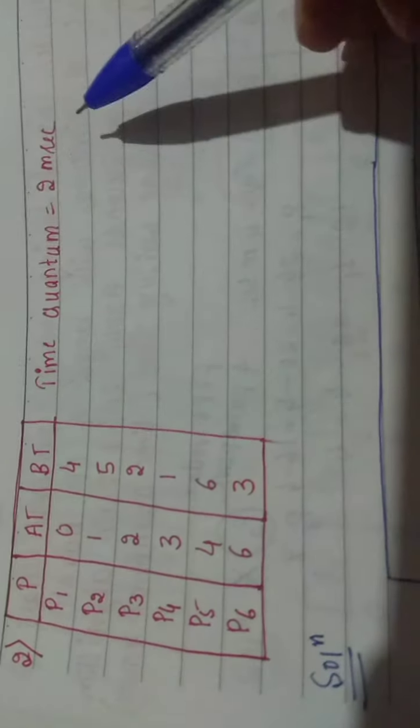It is 8 only. So coming to the second problem, round robin, the time quantum given is 2 milliseconds. Let us start scheduling this problem. At time 0, you have process P1, and the time quantum given is 2 milliseconds. You need to interrupt at 2 milliseconds. So I'll update this here.